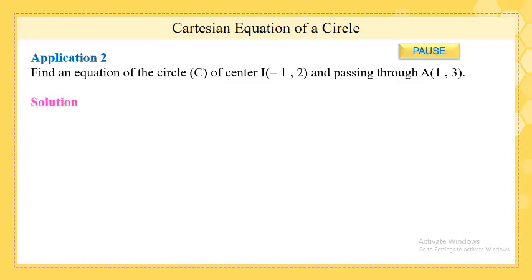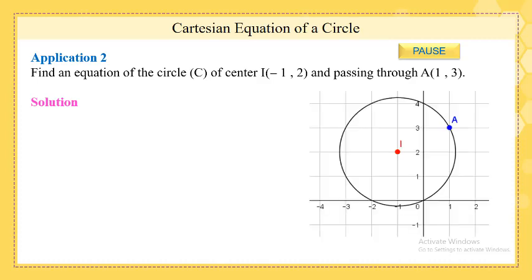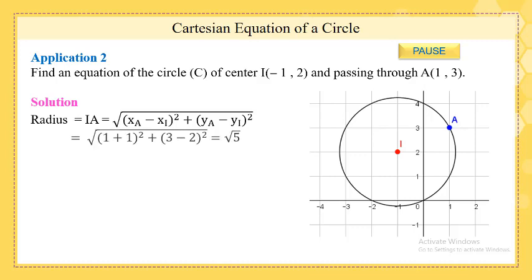Well, as you can see in this example, the coordinates of the center are given, while the radius isn't. We know that IA is equal to the radius, and to know the distance IA, we use the following distance formula. We will obtain radical 5. Now, we have the coordinates of the center as well as the radius. Thus, the equation of C will be x plus 1 all to the power 2 plus y minus 2 all to the power 2 equals 5.